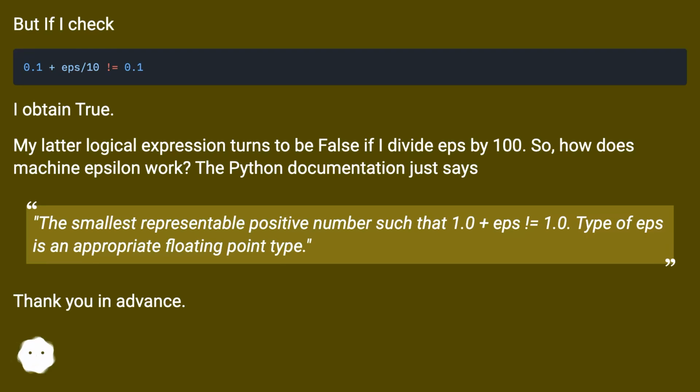The Python documentation just says, the smallest representable positive number such that 1.0 plus eps not equal 1.0. Type of eps is an appropriate floating point type. Thank you in advance.